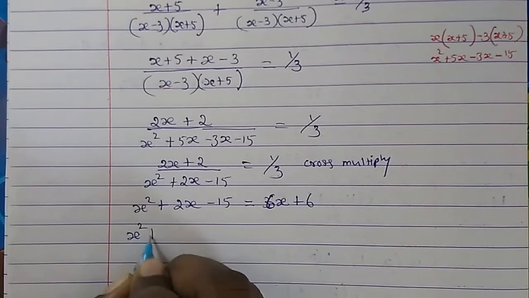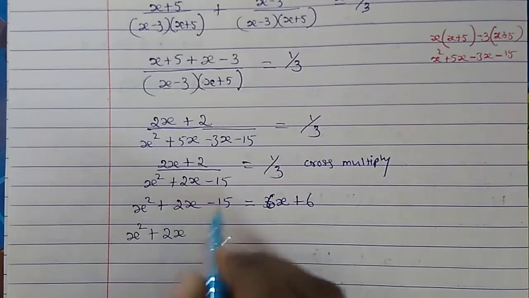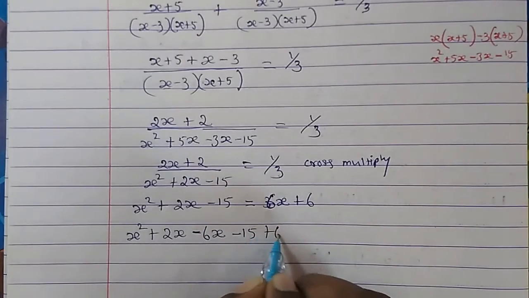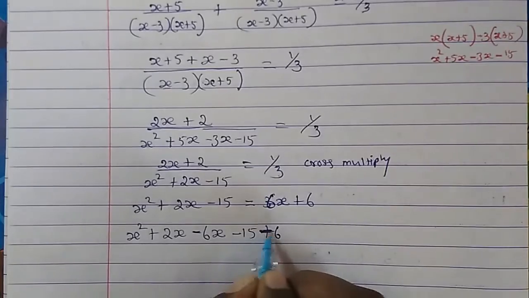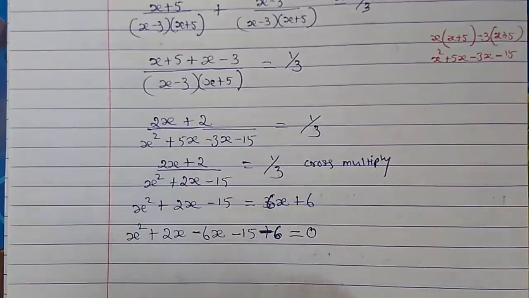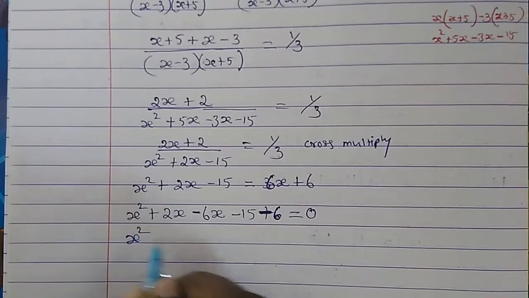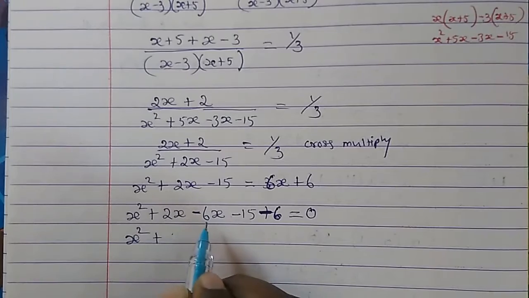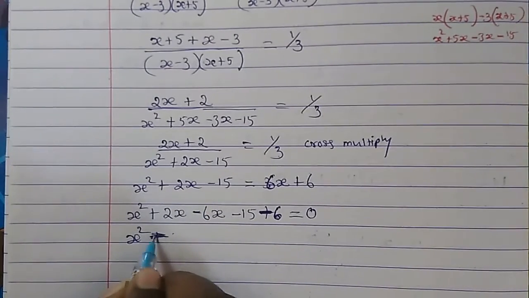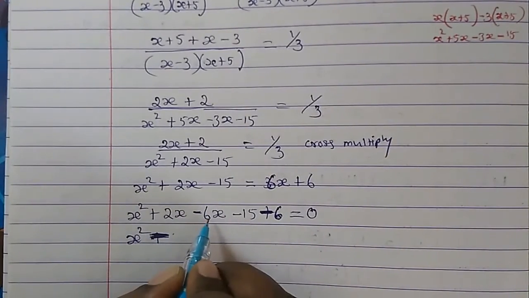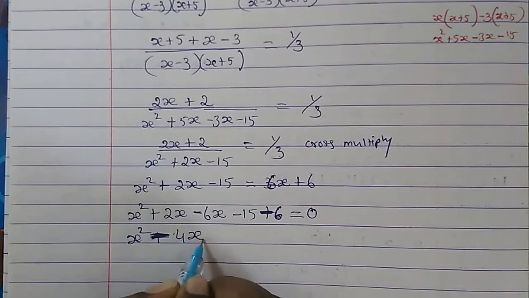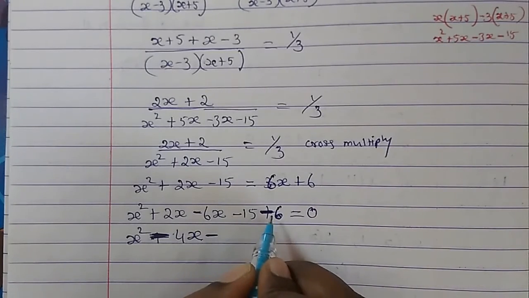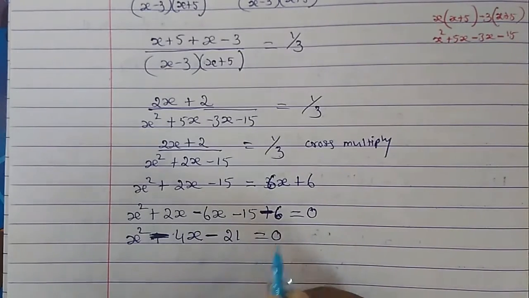So x square plus 2x, this x also will bring here, so minus 6x, then you have minus 15 plus, sorry, this plus 6 when it comes becomes minus 6, equal to 0. So let's simplify further. x square plus, this is 2x, here 6x, which is the biggest one, so the minus sign will come. So 6 you subtract 2, we will get 4x. Both are minus, so minus. Add them, 15 and 6, you will get 21, equal to 0.